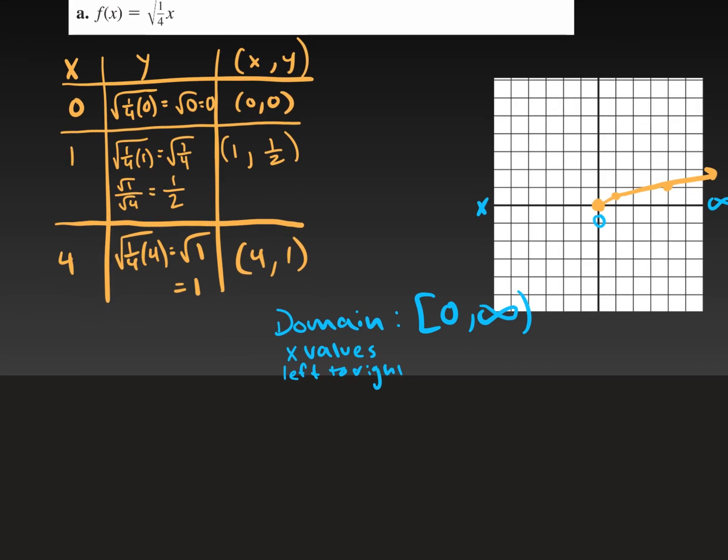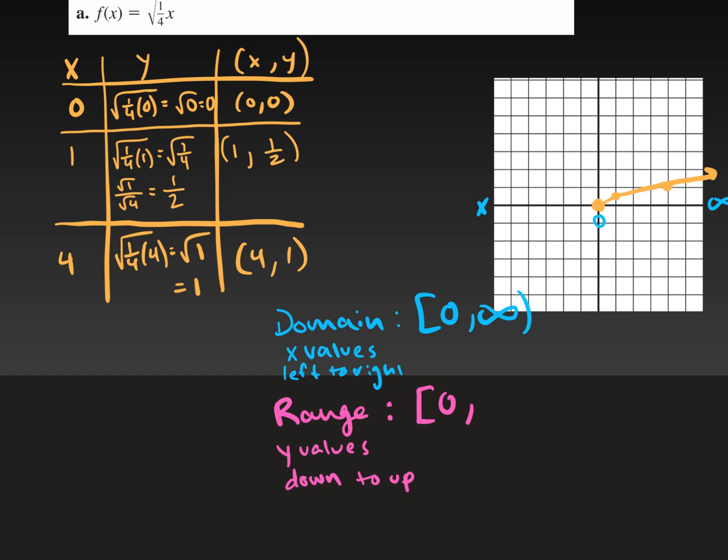Now for our range, we're doing the same thing, but we're looking at the y values. So that we go up and down. I guess we could say down to up, because we start at the smaller numbers first. So start down low. What's the first y value that my graph hits? 0. And then it goes up to what?